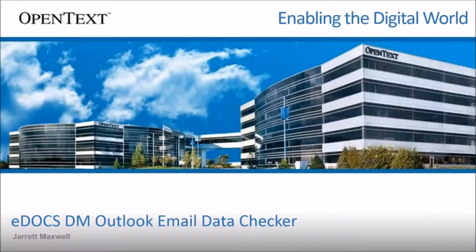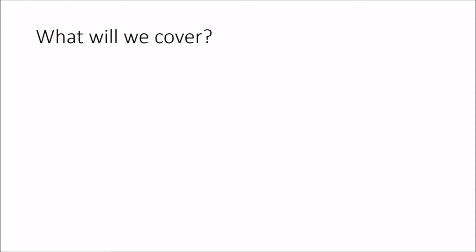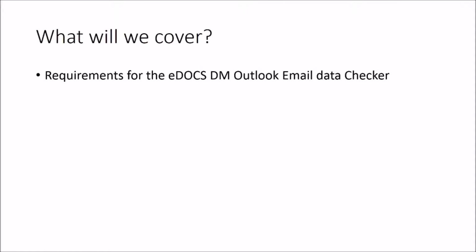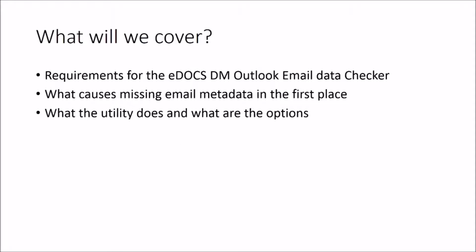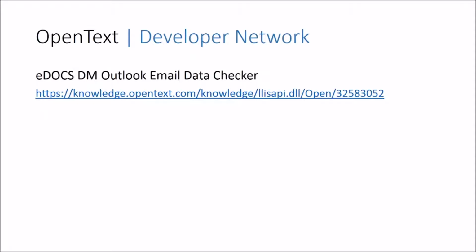My name is Jarrett Maxwell and today I would like to talk to you about the DM Outlook Email Data Checker. This is also sometimes referred to as the Data Consistency Checker. Here's what we'll cover in today's episode: the requirements for the utility, what causes missing email metadata, what the utility does and what the options are, and we'll run through a demonstration. You can get a copy of this utility off of our developer network.